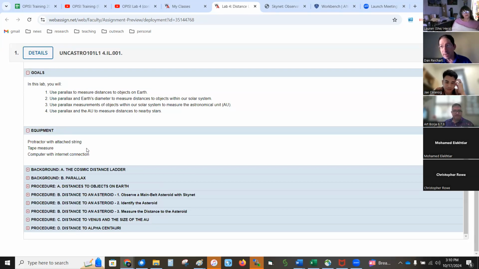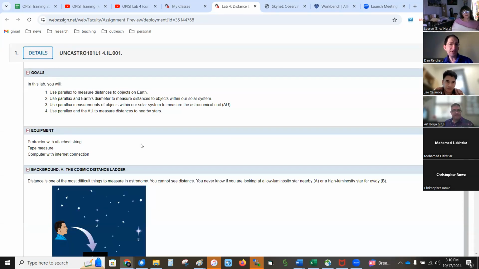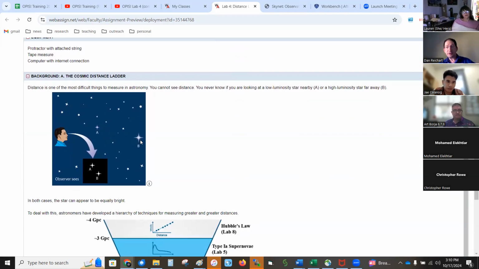Okay, 2 background sections. The first is setting up the cosmic distance ladder in general. We're about to do a bunch of labs on the cosmic distance ladder. So I just start with a kind of the basic observation. This is one of my favorite sentences in introductory astronomy. You cannot see distance. And here we have the picture of the weird disembodied head that my textbook likes to use.